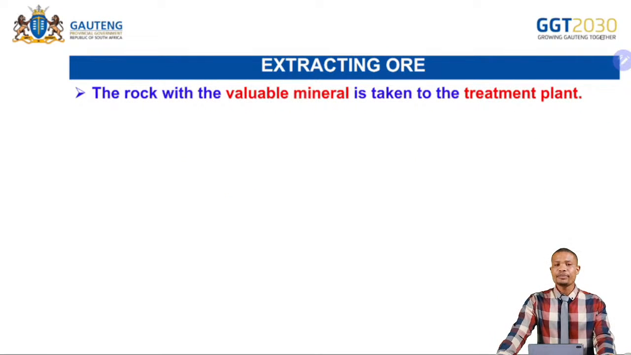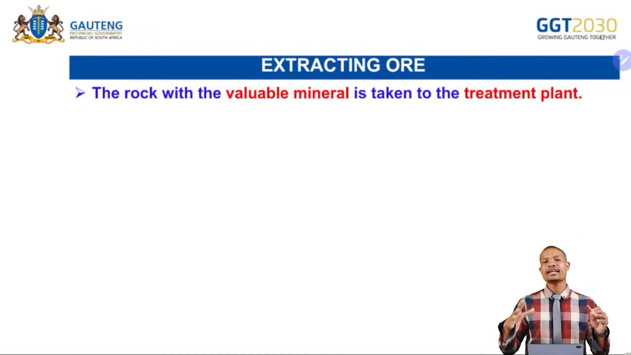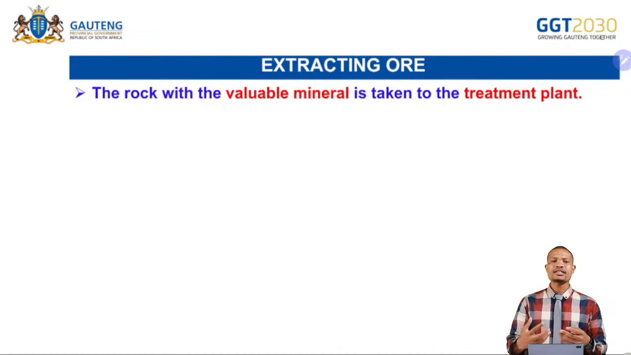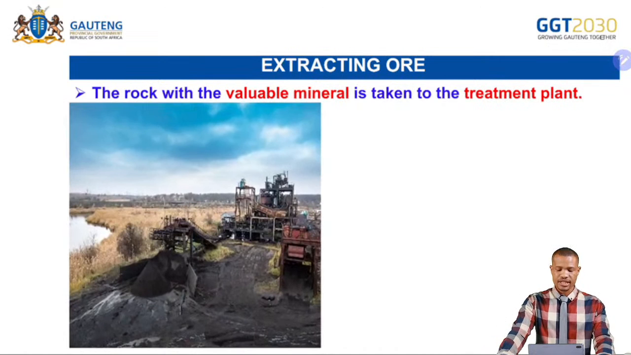The rock with the valuable mineral is then taken to a treatment plant. Remember, we said this rock is an ore, and it has a lot of things that we are not interested in besides the particular mineral that we need. So how do we get the mineral that we need? We need to treat this ore to get the valuable mineral. We remove all the impurities.